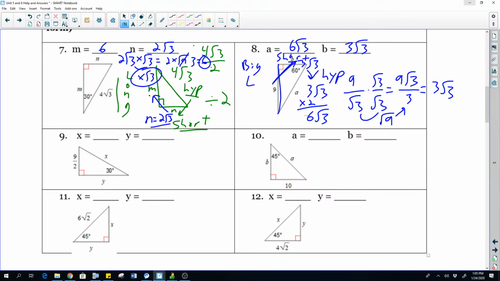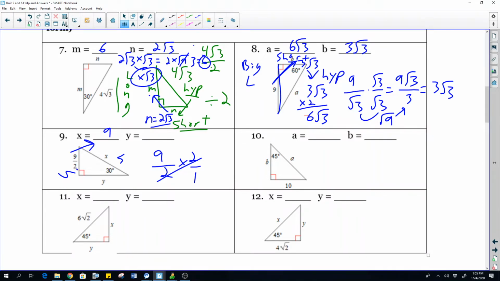Okay, so now we're going a little bit faster. Short leg to hypotenuse, so we just double it, right? And when you double it, that's kind of cool. It means you times it by 2 over 1. The 2's cancel, so it's actually just 9.